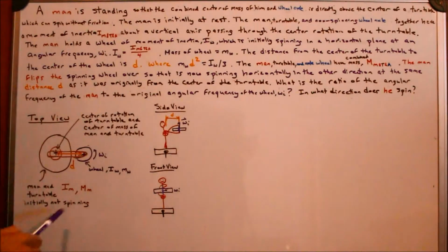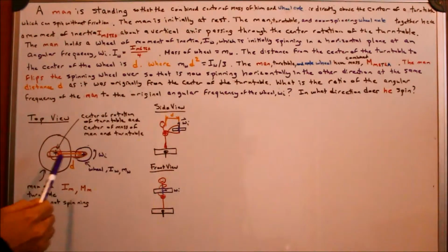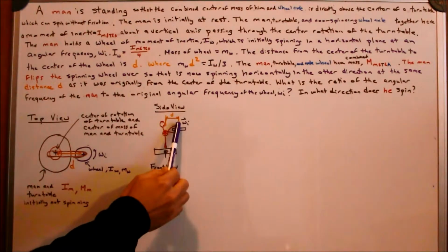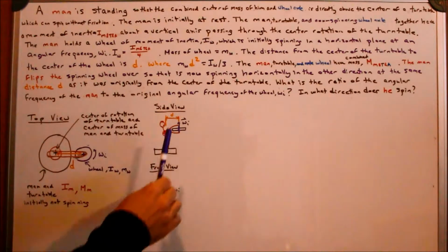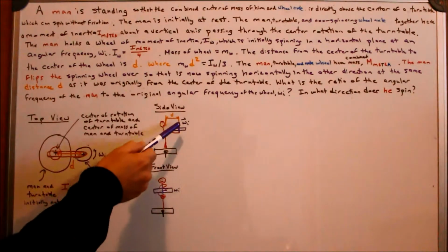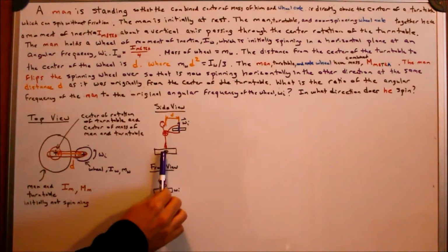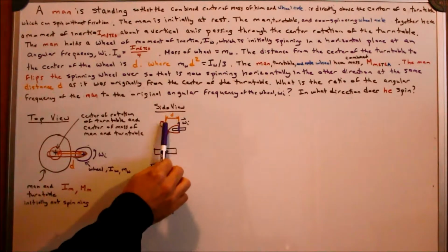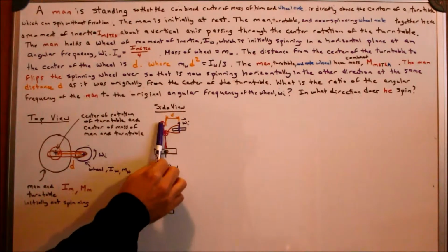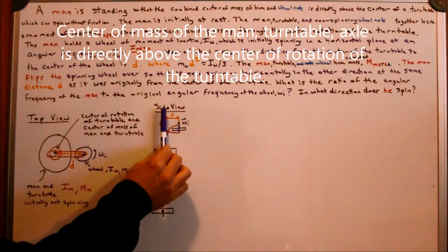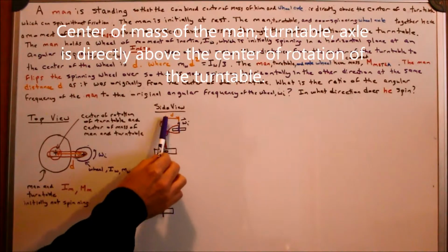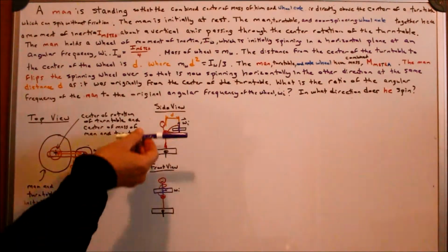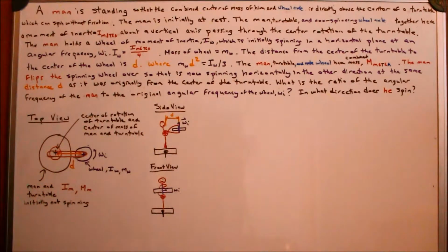Here's a view of it. We'll start with the side view. Here's the turntable, there's the man, and he's holding this axle part, one hand above, one hand below. The center of mass of the turntable, the man, and the axle combined is right above that center. The distance to the center of the spinning horizontal wheel is D.